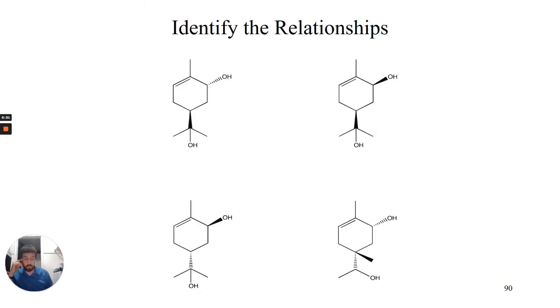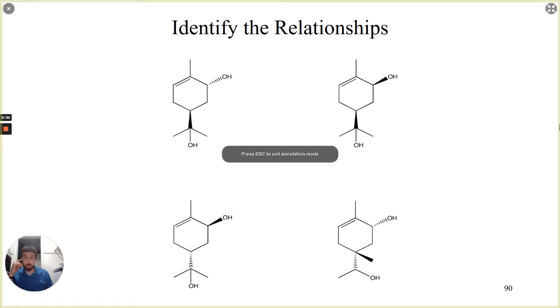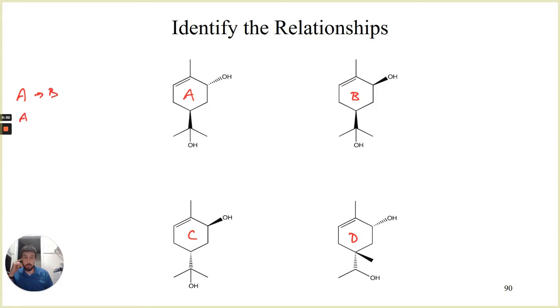Within this, we've got 4 structures, which means we're going to have 6 potential relationships that we could go through and identify. We could look at A to B, A to C, A to D, B to C, B to D, and C to D. Okay, so we've got all 6 of those relationships that we need to be able to nail down. With that said, let's go ahead and pop up a quiz question.